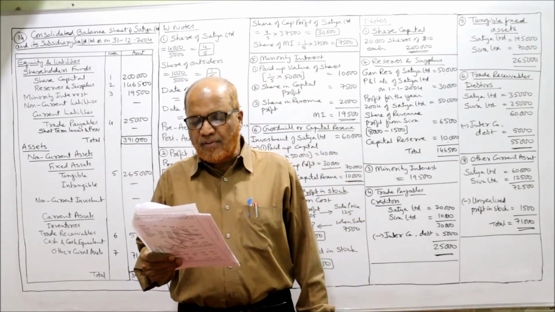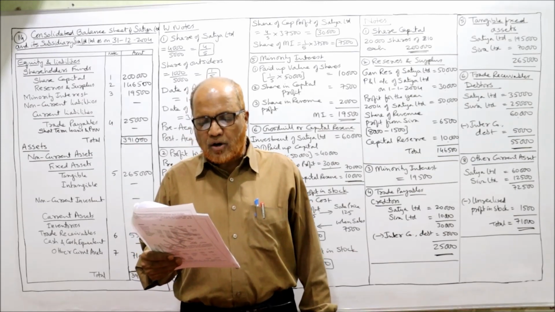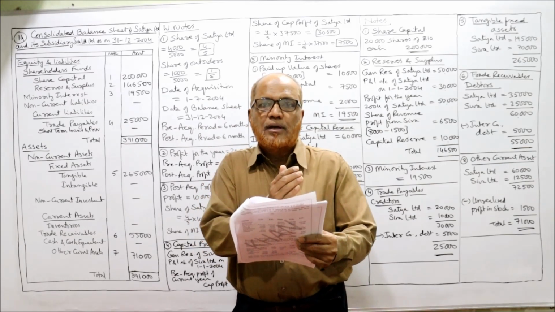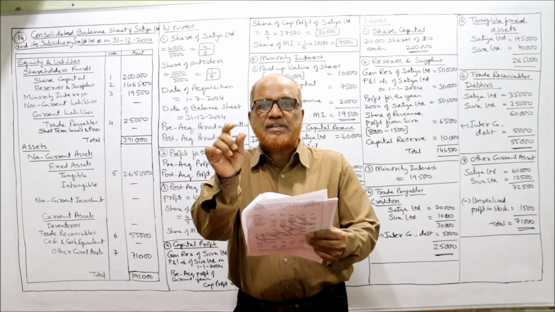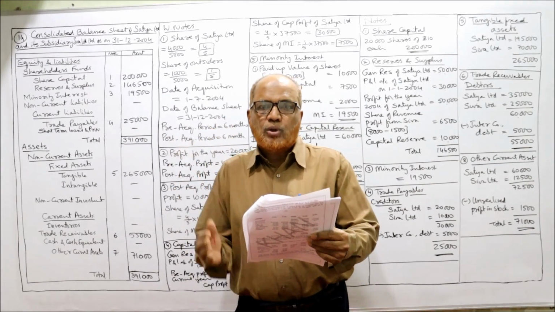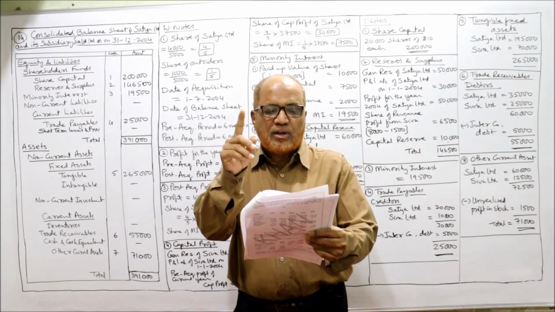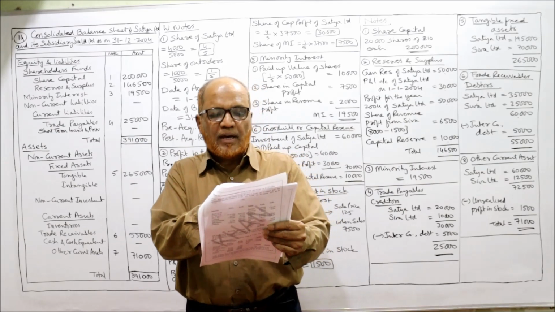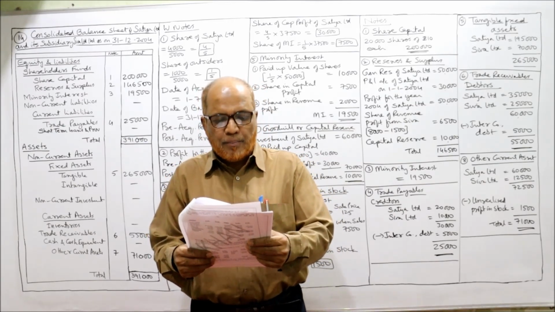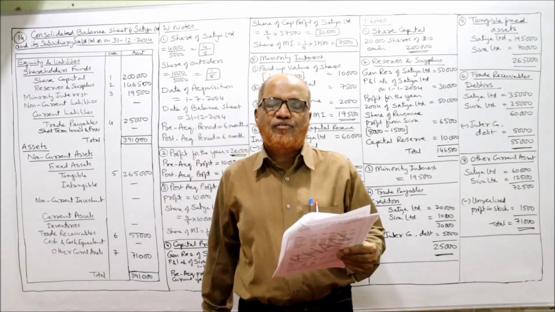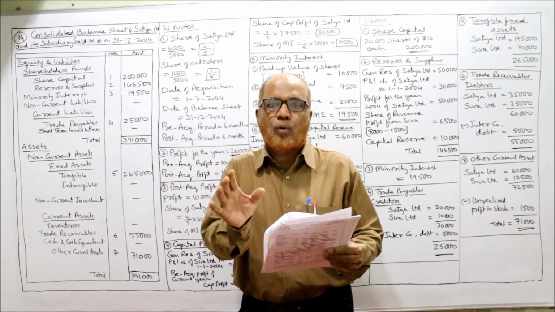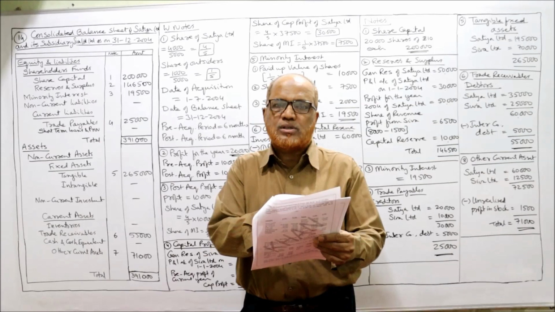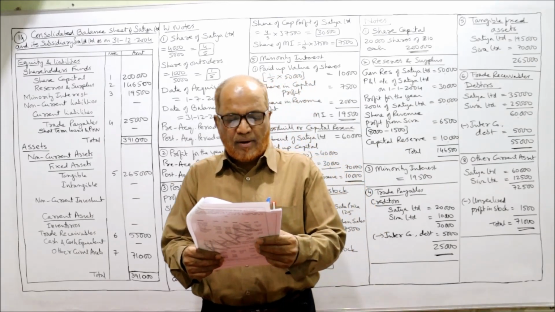General reserves are given, 50,000 and 20,000. P&L account balance on 1st January 2004, the beginning of the year, because the balance sheet date is 31st December 2004. The P&L account balance is 30,000 Satya and 7,500 Siva. Profit for the year 2004. The current year is 2004. So profit earned during the current year 2004 is 50,000 Satya and 20,000 Siva.